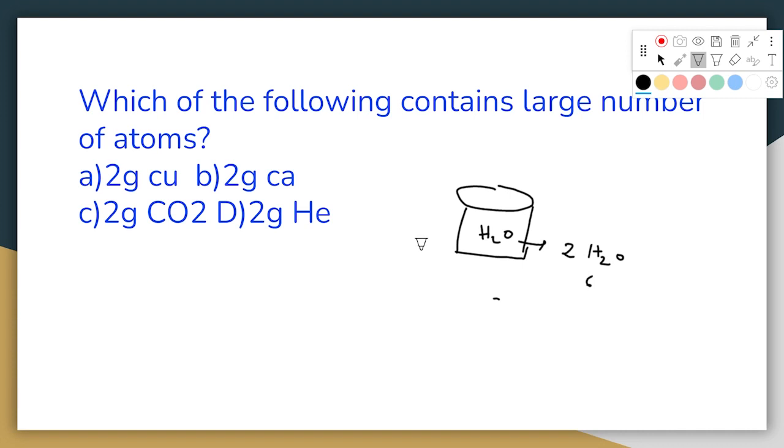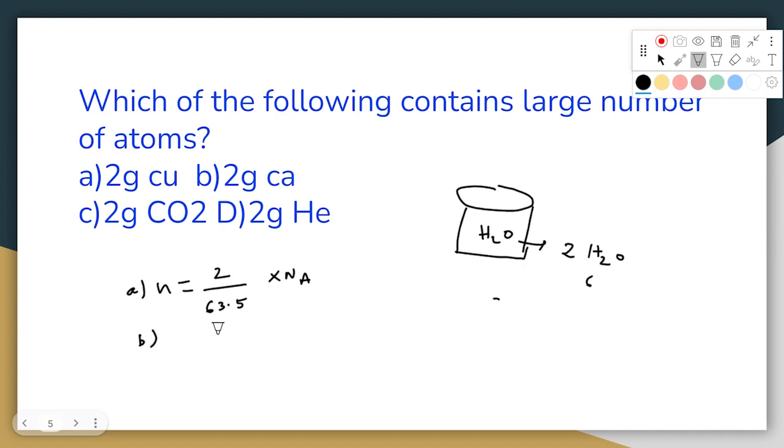So if I calculate the number of molecules, that is enough for me. How can you calculate? Simple. The first option, 2 grams of copper. In every option, the examiner has given 2 grams weight. So for the first option, number of moles equals weight by molecular weight. The molecular weight of copper is 63.5. This is the number of moles. If I multiply with Na, Avogadro number, then I will get the number of molecules of the first option.